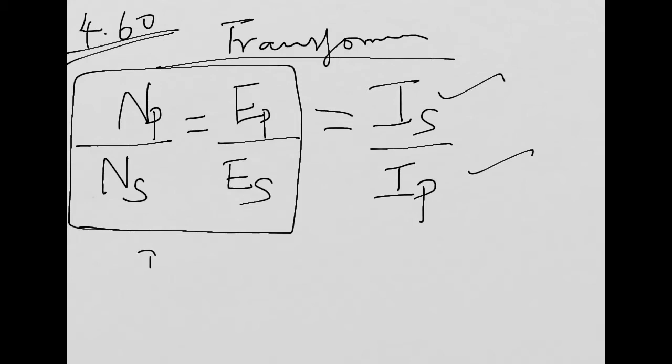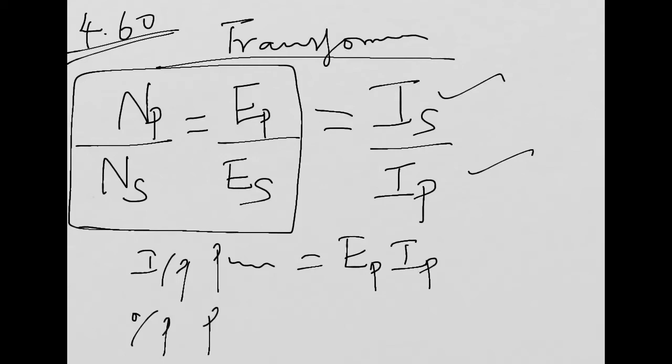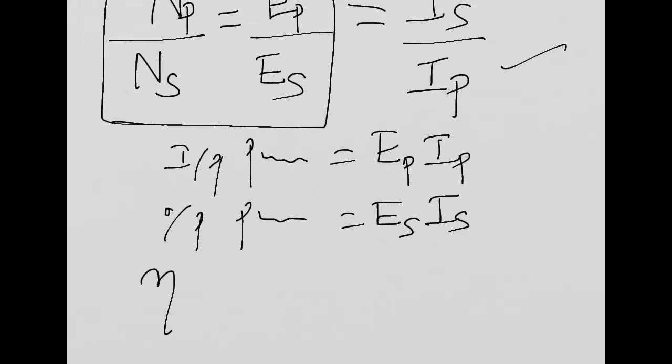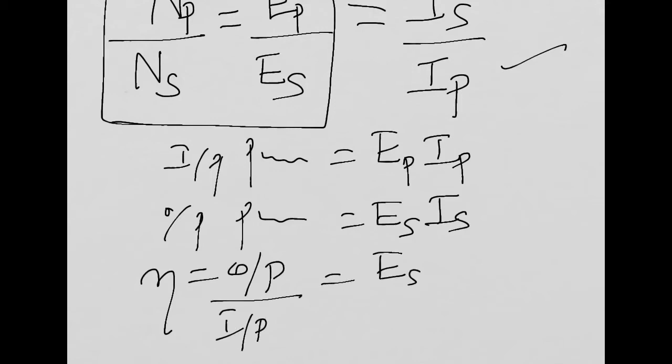As usual, we know that input power means we are talking about EP into IP. Output power, always we are talking about ES into IS. And again, if you want eta, the efficiency, obviously it is output power by input power, which means if you want, you can make use of the formula ES IS by EP IP. This is the formula which is being made use of for this particular question.